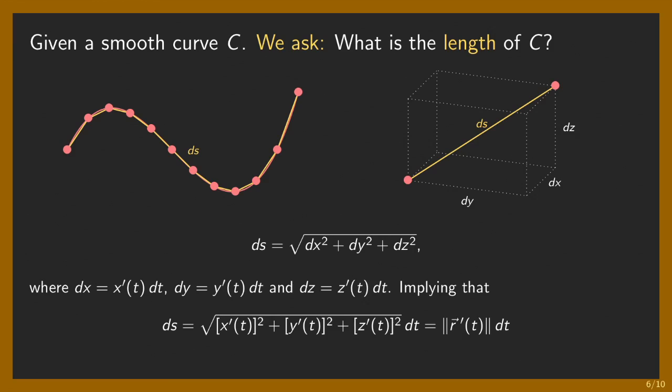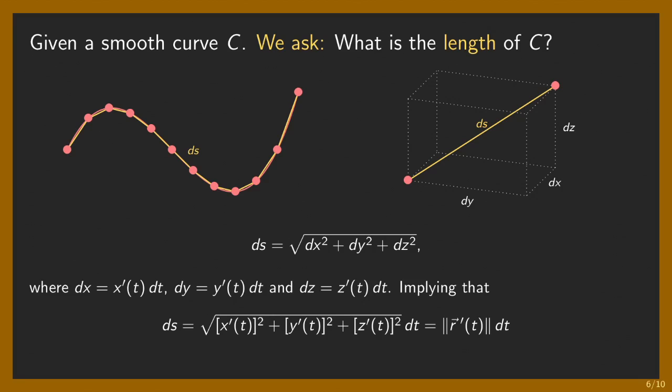If you plug in these values on this formula, like this, you get this. The dt's will be squared and will be factored out. There will be a square root, they are non-negative quantities. It's equal to this. And this expression is actually the norm of the derivative of r, because these are derivatives. So you can write ds simply as the norm of the derivative, r prime, times dt.